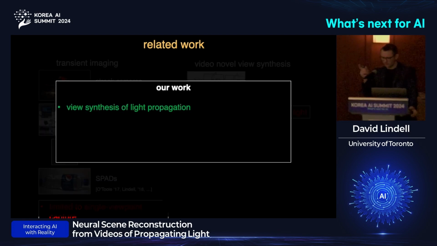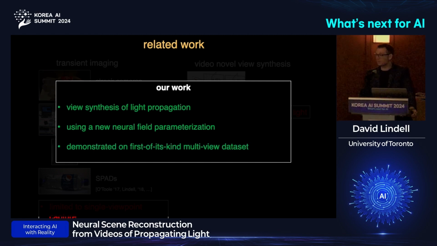So I'll show you how we can synthesize novel videos from novel viewpoints of light propagation. The method that we use to do this involves a new type of neural field representation, and we demonstrate this on experimental data by capturing a new data set. So how do we do this?